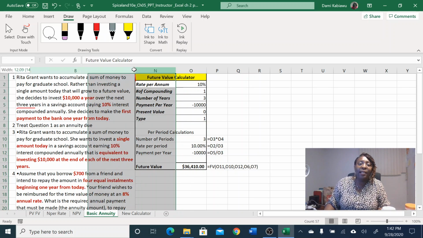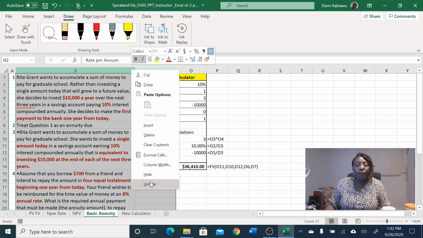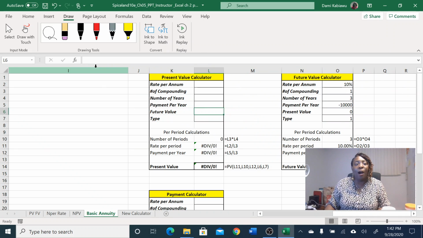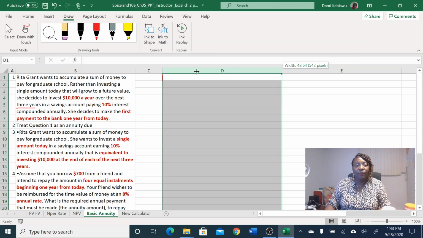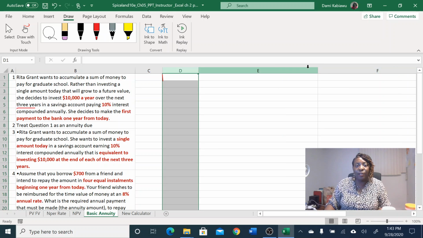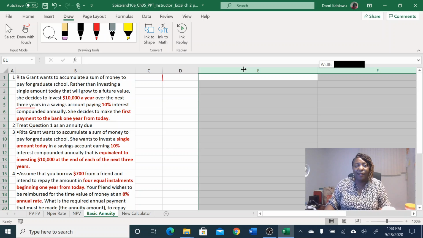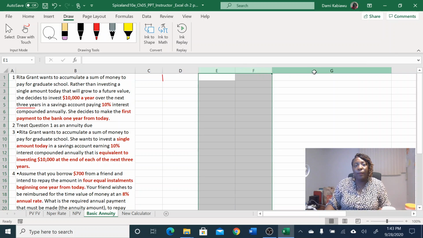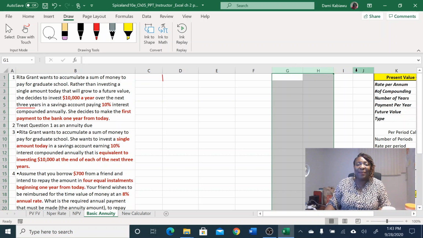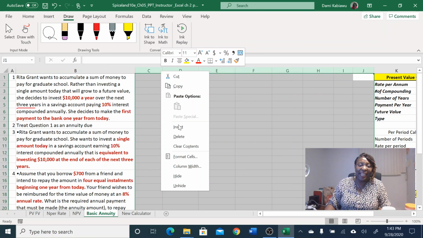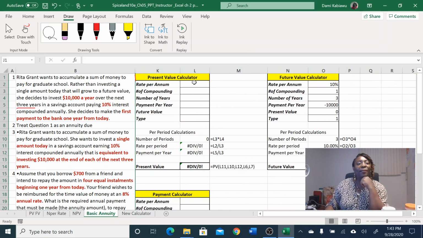I'm going to unhide and bring up my present value calculator. I am a bit slow here today, aren't I? Oh, wow. Okay, that's better. So let me hide everything and give you only the present value calculator.